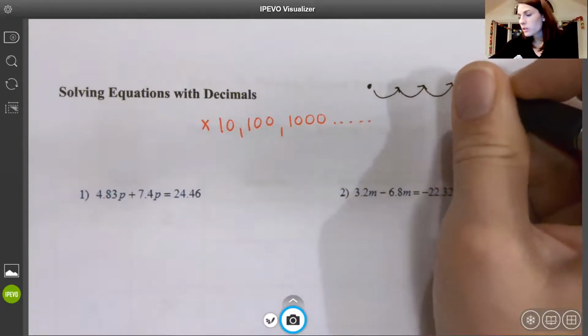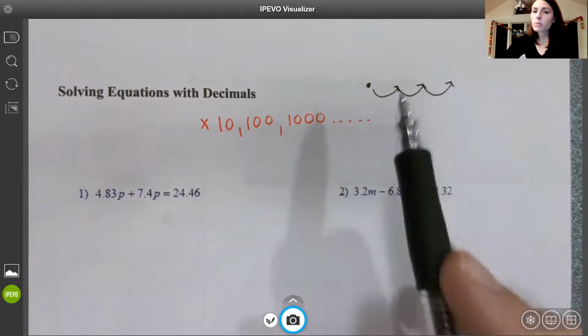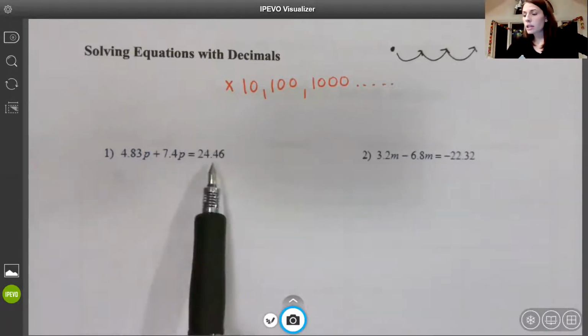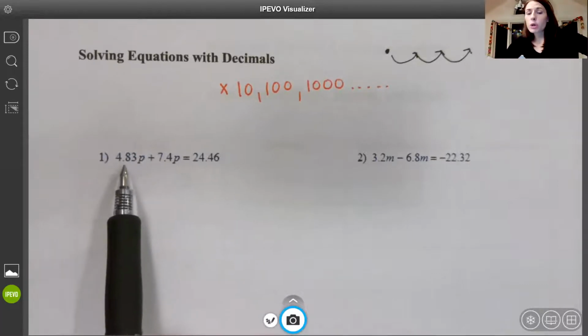1,000, 3 places to the right. Okay, so we know that multiplying by multiples of 10 is just moving the decimal place over. Or if I was going the other way, dividing by multiples of 10 is going to move my decimal the other way.